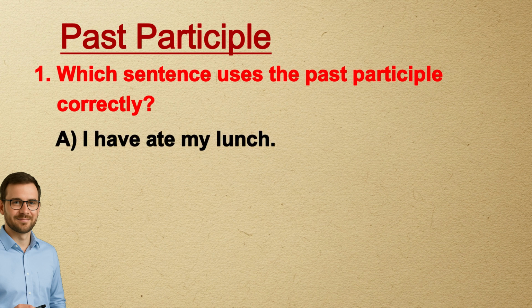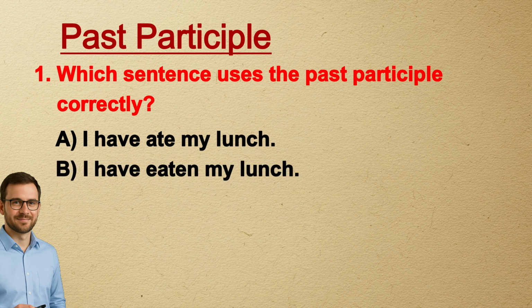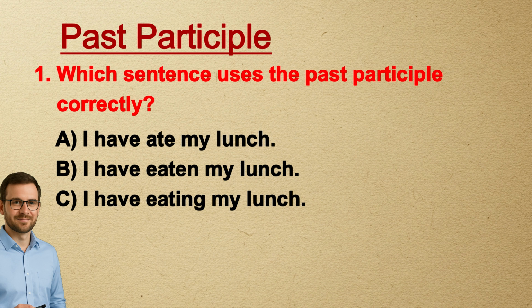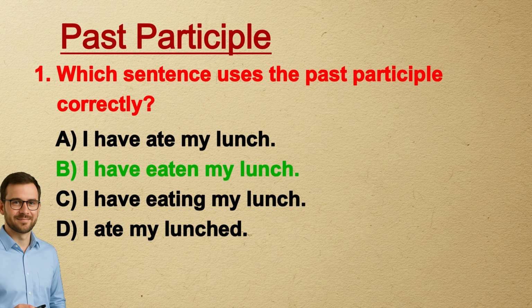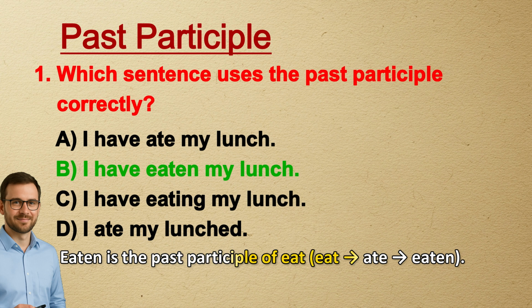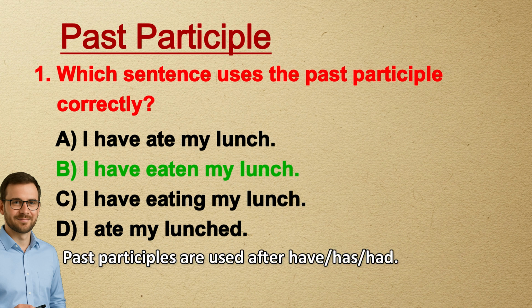A. I have ate my lunch. B. I have eaten my lunch. C. I have eating my lunch. D. I ate my lunched. Correct answer, B. Eaten is the past participle of eat. Past participles are used after have, has, or had.